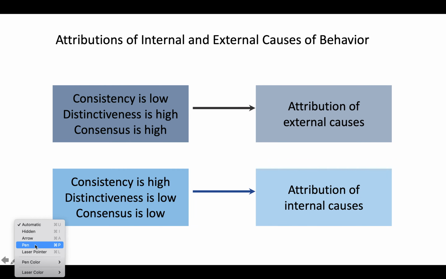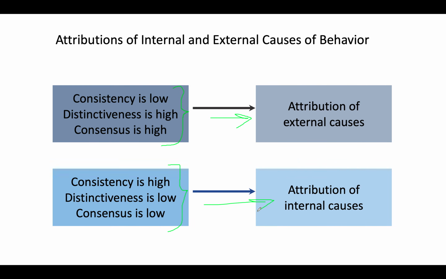So, to summarize, we are seeing consistency being low, distinctiveness high, consensus high. This would be external causes of the behavior. Consistency high, distinctiveness low, consensus low. This would be internal causes of that behavior.